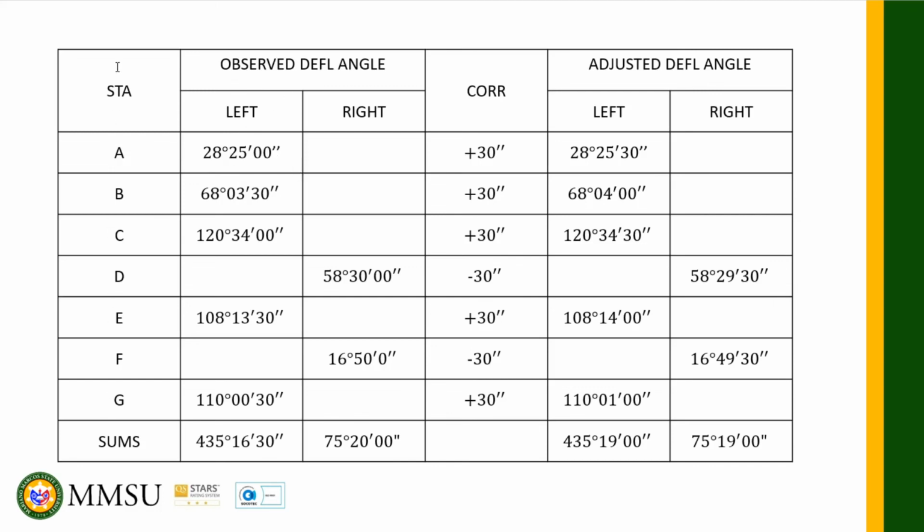The first column is your stations. For the next two columns, these are your observed deflection angles. There's a separate column for angles deflected to the left, and a separate column for the angles deflected to the right, as you can see here. We get the sum of these two columns together, and there's another column for the correction. We should state here if we add or subtract the correction by indicating the plus sign or the minus sign. For the last two columns, we have the adjusted deflection angle. We have already solved for these values a while back. Just plug in these values in these cells and that's it. We also have a separate column for the left and right deflection angle to come up with the sums, and you can check if the difference of these two columns is 360 degrees later on.